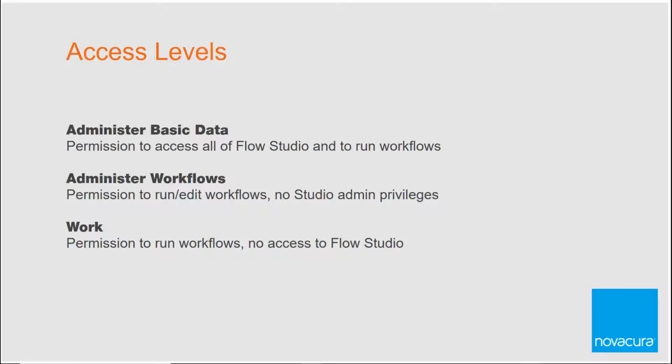Each user must be granted an access level. The three access levels are: administer basic data. These users can access all of Flow Studio and run workflows. Administer workflow users, who can edit and run workflows, but do not have access to the environment tab of the studio. And work users. These users are able to access flows through the various clients, but they cannot log in to Flow Studio. In short, access levels allow you to ensure the security of the flows you have built by controlling who in your organization can access what.